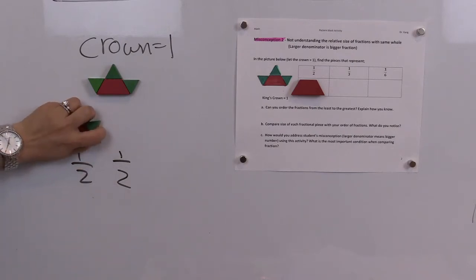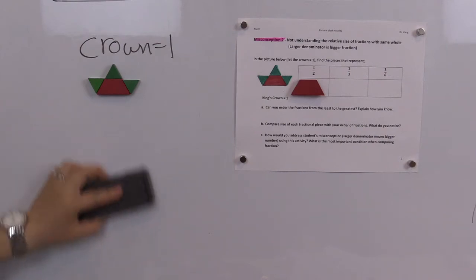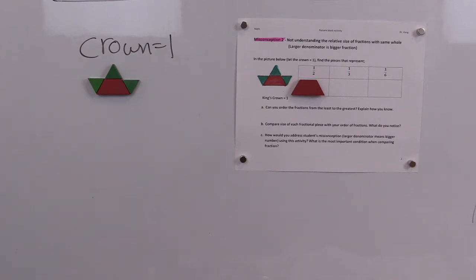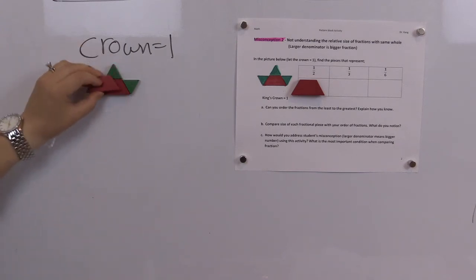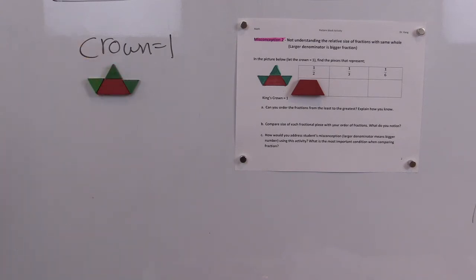What about 1/3? Then what should the 1/3 look like? 1/3 means I would need 3 equal size pieces to make my 1 whole. That is going to be my 1/3. Does it make sense? So if I have this one, it's too big. If I have this one, I only need 2, so this is not 1/3. Then what else can I use?